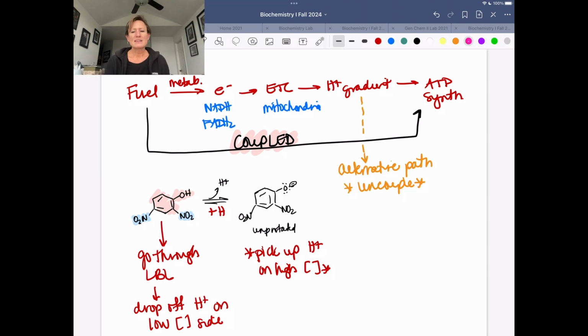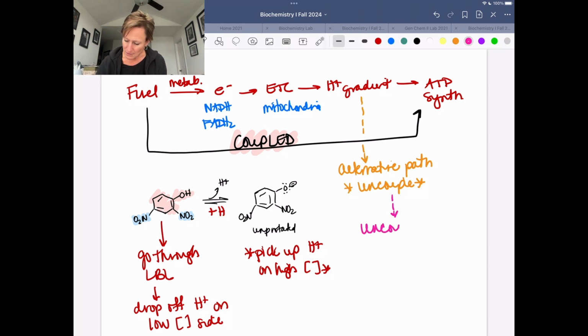The last little piece that I want to highlight here is there is another alternative path that we are going to study in this course, and it is called the use of uncoupling proteins.